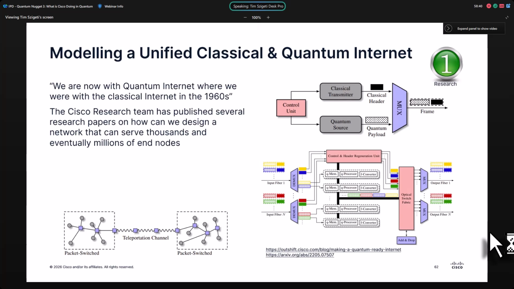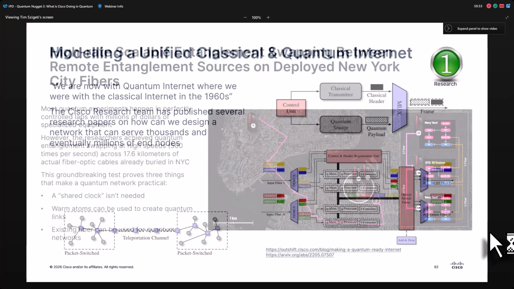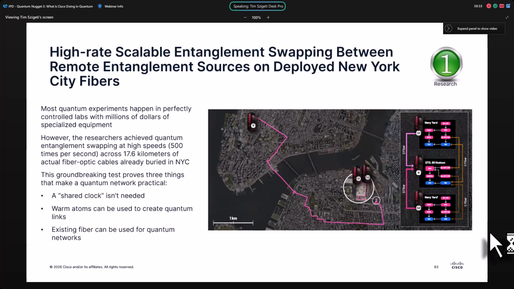So we need both. There's never going to be one or the other. It's always going to be a hybrid, just like quantum computers are not pure quantum, they're hybrid, digital and quantum computers. It's the same for the networks. And then we keep publishing these papers, 8, sometimes 10 a year.